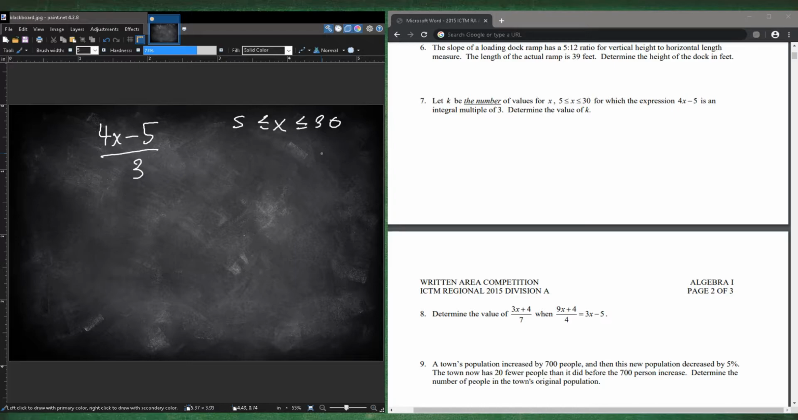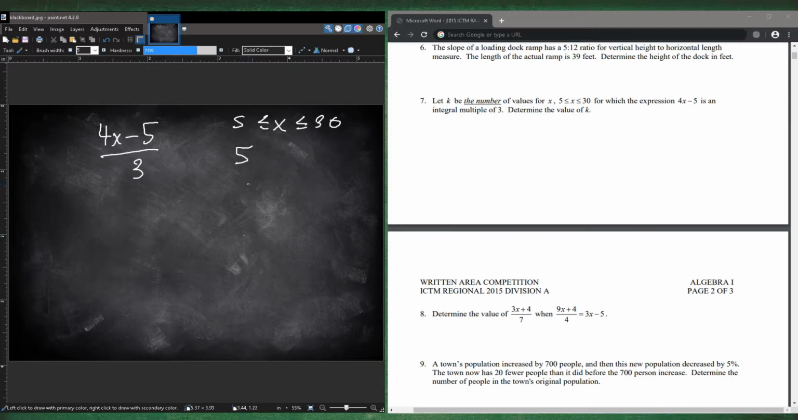So let's plug in 5 first. 5 times 4 minus 5, divided by 3. That's 5. Okay, that's an integer. So 5 works. So let's write that down. Does 6 work? 6 times 4 minus 5 divided by 3. That does not work. That's a fraction. Okay, now let's use 7. 7 times 4 minus 5 divided by 3. That's also a fraction. Now use 8. 8 times 4 minus 5 divided by 3. Okay, that's 9, so that works.